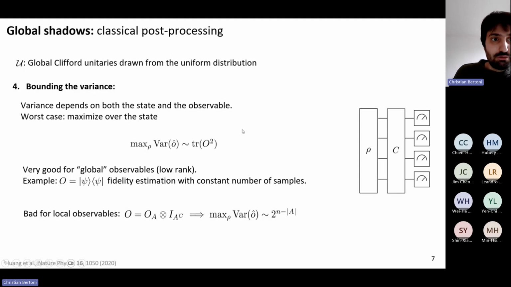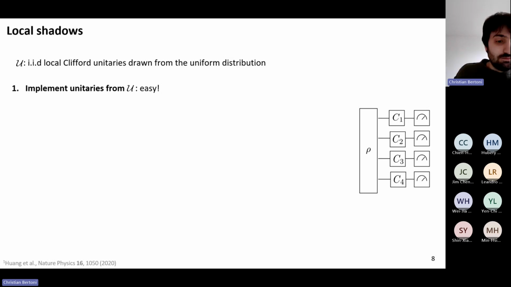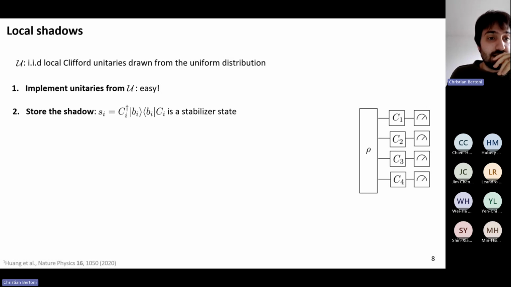These are all four points. And I'll really quickly go through the other ensemble, which is local shadows, which is considered in Huang, Kueng and Preskill. And here, instead of drawing a big global Clifford, we draw n independent IID one-qubit Cliffords, and we apply them individually to each qubit. And so we can say here that point 1, this is easy. This is just single-qubit unitaries. This we can do. Point 2 is the same exact thing. The snapshots are stabilizer states, so we can store them with absolutely no issue.